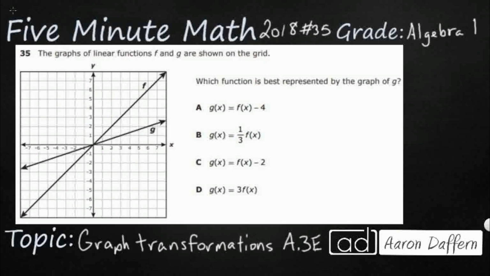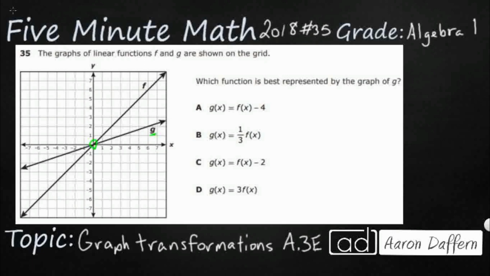So we have two different graphs. We've got g and f. And which function is best represented by the graph of g? Okay, so this g here, that's this one that's a little bit shallower in regards to the slope than the f. Now here's what I notice about both. Both f and g are direct variation. They go through the origin.